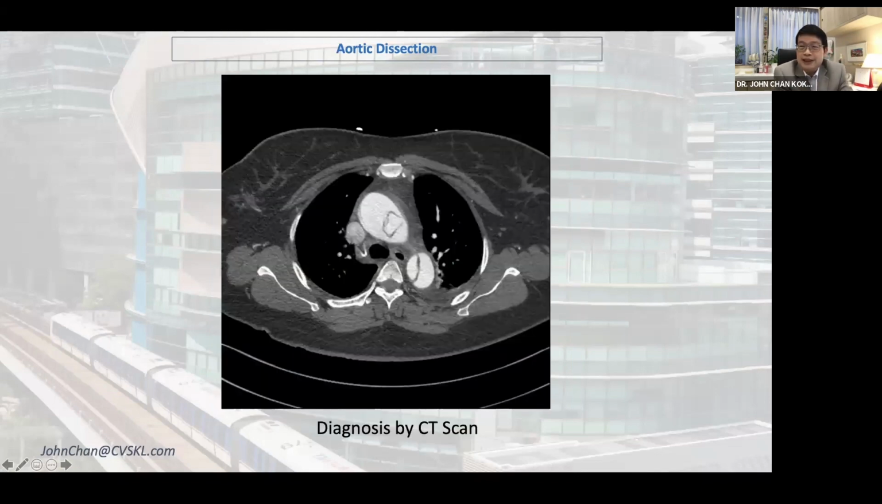So the investigation for this is by CT scan. And you can see on this CT scan here that there is a tear. This is the ascending aorta, and this is a descending aorta. And you can see that there is a tear involving both the ascending and descending aorta in this patient. The aortic dissection of the aortic root and the descending thoracic aorta can also be seen on echocardiography, but the gold standard investigation for aortic dissections is a CT scan.